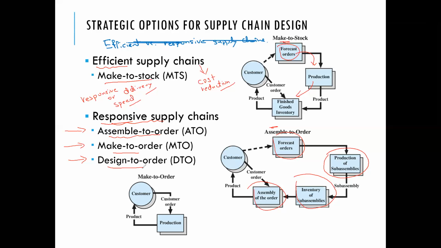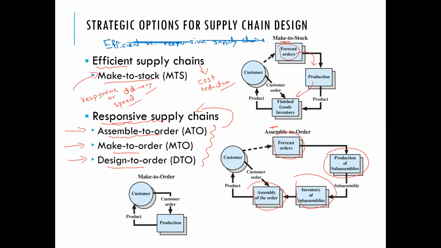The last category is design to order. Design to order are those products for which, when the customer places an order, the producer starts designing the product. Architects are an example: only when the customer places an order, you start designing the house for them. So for all these different kinds of products, the best suited supply chain is a responsive supply chain, not an efficient supply chain. Efficient supply chains are predominantly for those products that are made to stock.